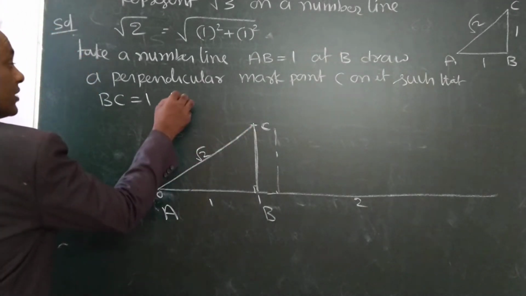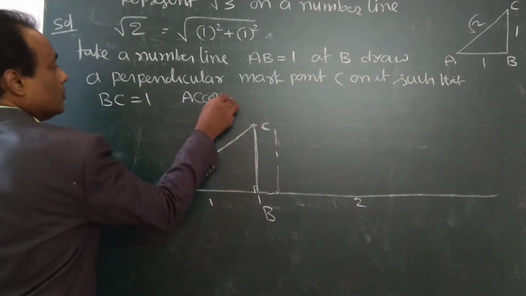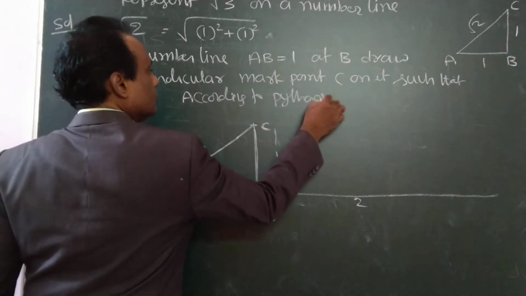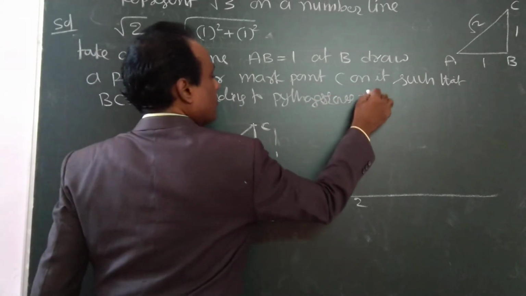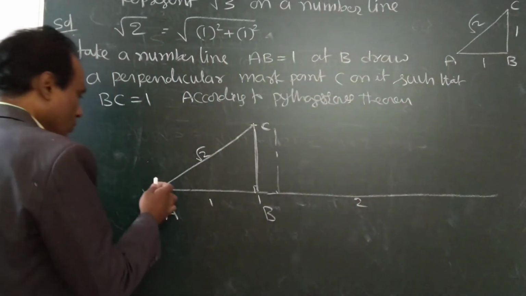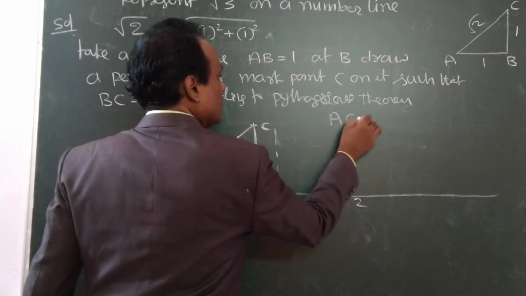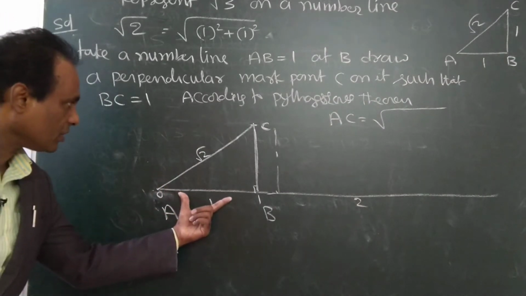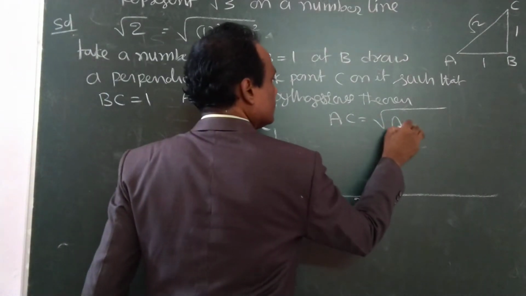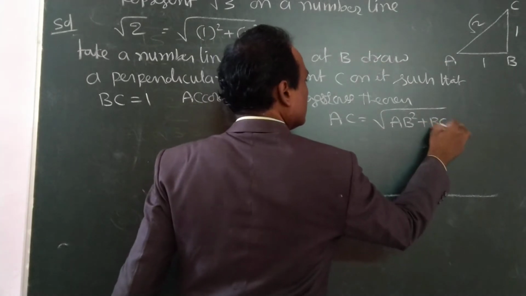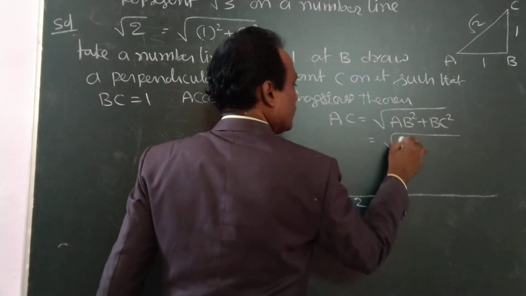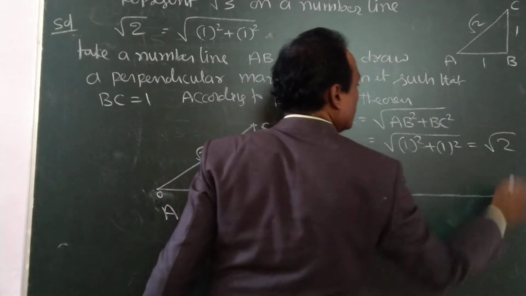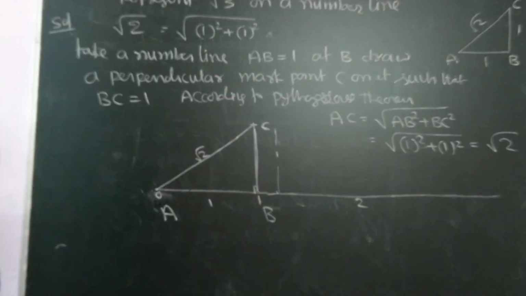Then according to Pythagoras, write down. According to Pythagoras theorem. Yesterday I explained the Pythagoras theorem. So according to the Pythagoras theorem, AC is equal to, this is the theorem, AC is equal to what? Root of AB square plus BC square. This is 1, this is also 1. See here, 1, 1, total is root 2. So we got root 2 value. That's all.